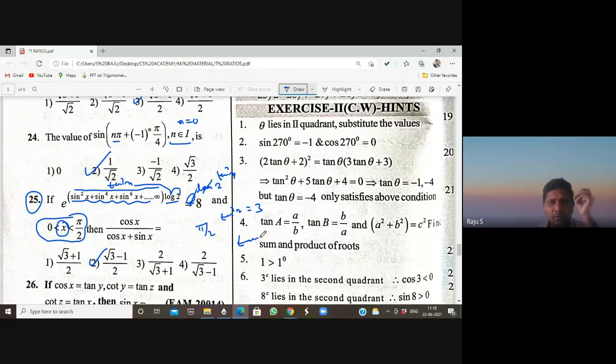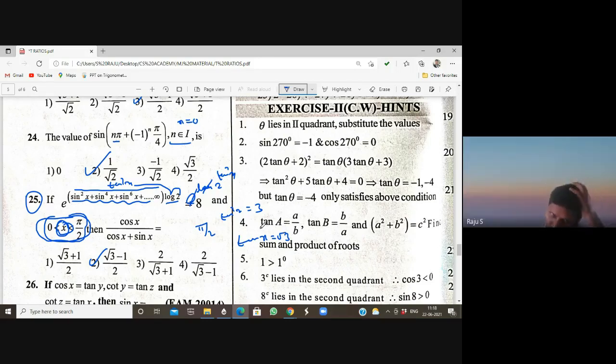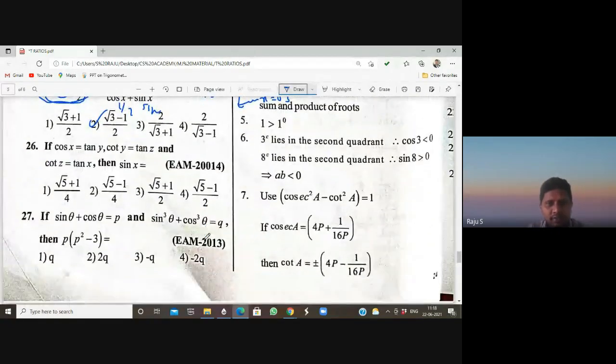Tan x is equal to plus or minus root 3. But they have given the x value from 0 to 90, that is in the first quadrant. Tan is positive in the first quadrant, so tan x value is plus root 3. So nothing but, what is the x value? 60. Okay, 60. So cos 60 is 1 by 2, and sin 60 is root 3 by 2. Just simplify, after that rationalize. You will get the required answer.